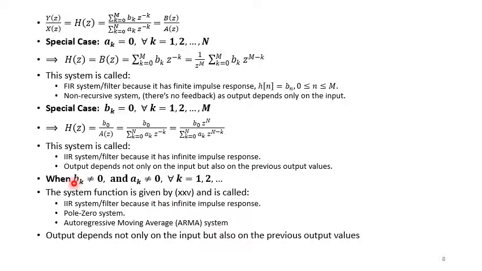The third case will be when b_k is not equal to zero and a_k is not equal to zero for all k running from 1 up to its limit. Now such a system function is given by the equation of the previous slide, and it is called an IIR system, or infinite impulse response system. It may also be called a pole-zero system. The output in this case again depends not only on the input, but also on the previous values of the output.